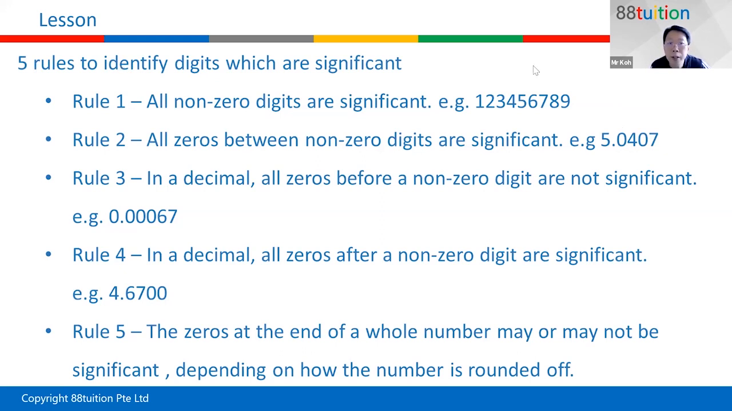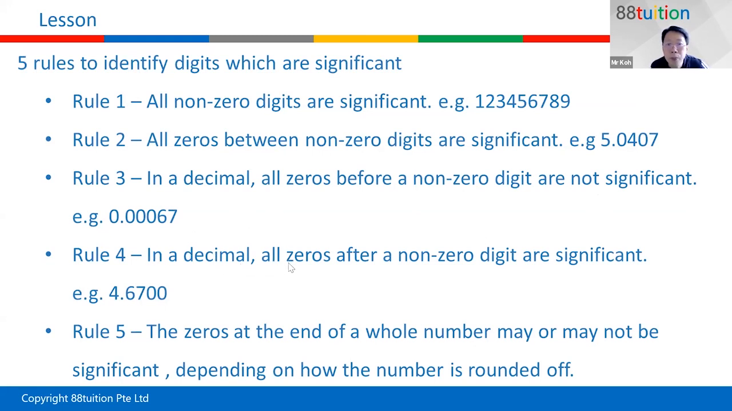All right. And then rule 3, in decimals, all zeros before a non-zero digit are not significant. Okay, I repeat this again. All zeros before a non-zero digit are not significant. So that is for decimals only. In this case, you see, the first one is 0.00067. So in front, all the 4 zeros are not significant. So start from 6 and 7, then they are significant. So in this case, there are only 2 significant figures. Okay, now I go on to rule 4.